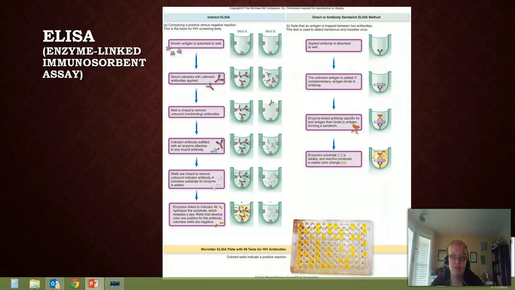This allows us to have a positive indicator, and you can see that in the bottom of the plate. The wells that are yellow are positive, the wells that are clear are not. And once again, it's kind of like the agglutination: we can either do this in a series of dilutions to get a titer, or we can just do it at a set number to give us a yes or no answer.